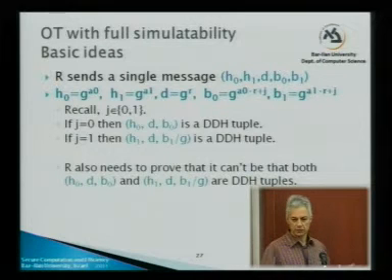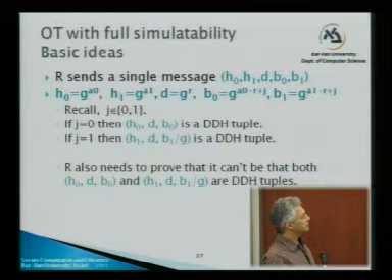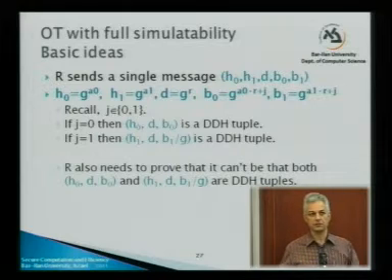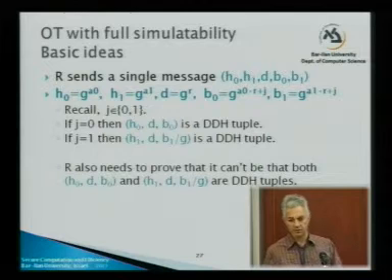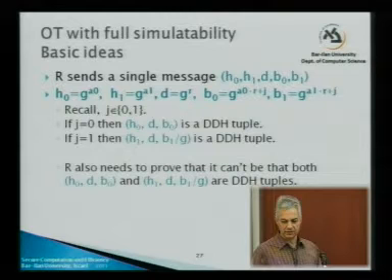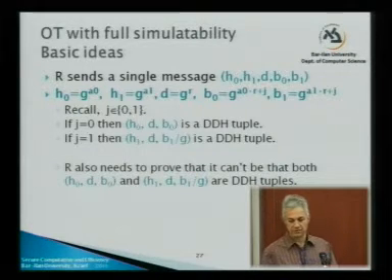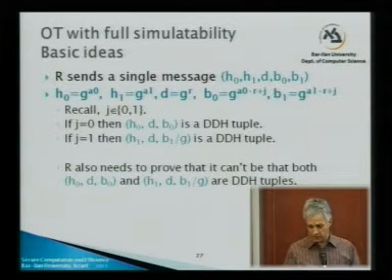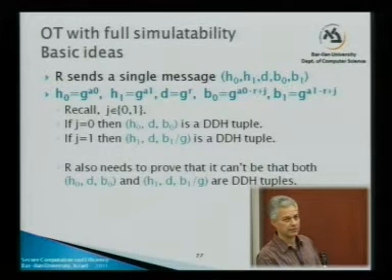So this is the protocol, or this is the idea of the protocol. The sender, instead of sending two 4-tuples, is going to send one 5-tuple of this form. H0, which is g to the a0, H1, which is g to the a1, D, which is g to the r, B0, which is g to the a0 times r plus j, and B1, which is g to the a1 times r plus j. Now recall that j is just going to be either 0 or 1. Okay?